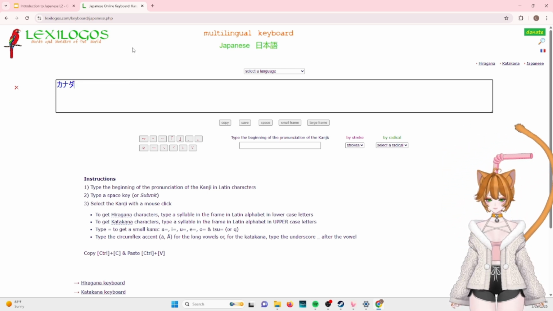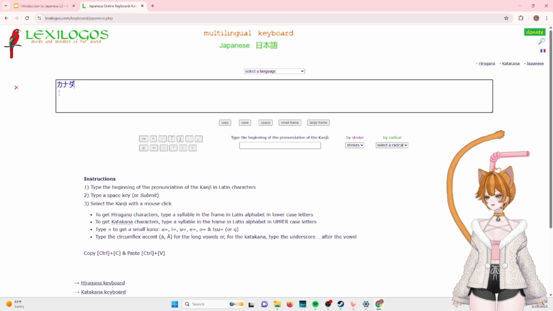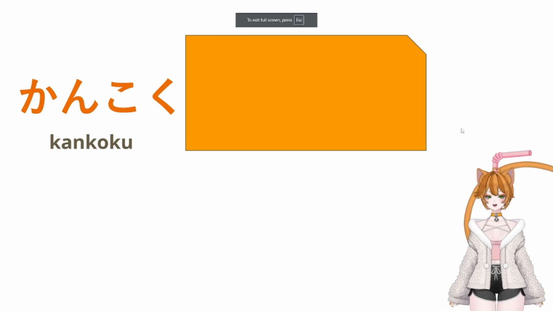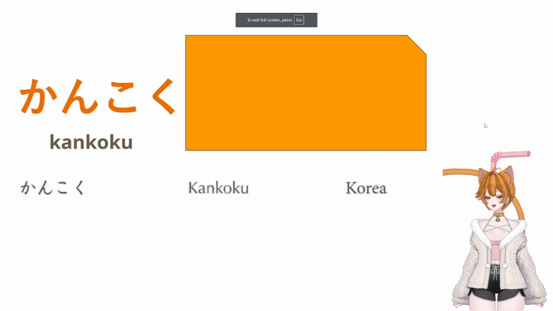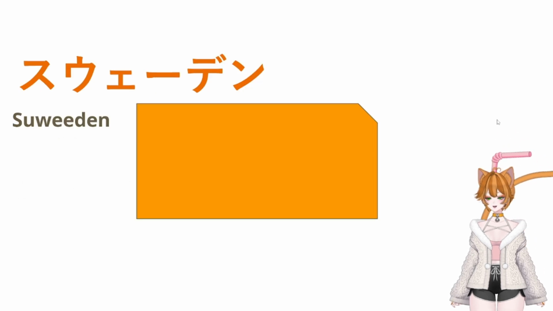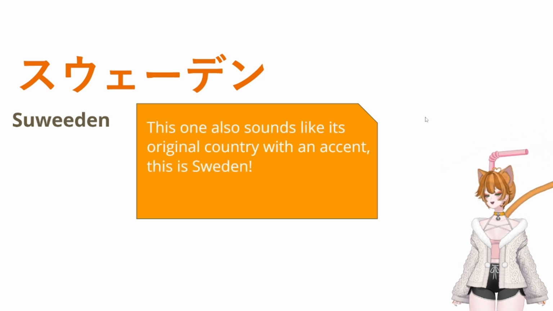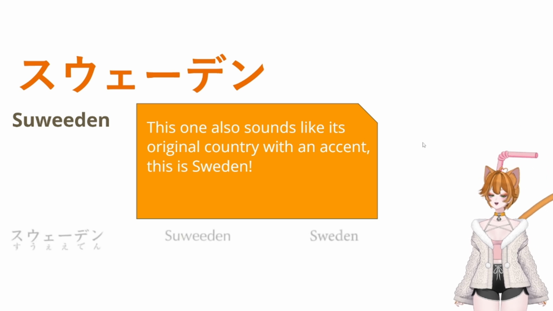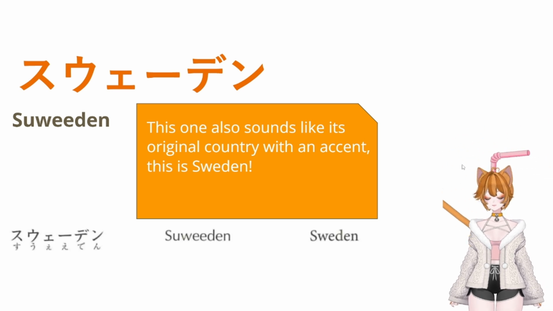Canada. Now let's move back to our slideshow and go on to our next one, which is in the textbook. Oh no, sorry, this one is not in the textbook, but it is a little bit of extra knowledge. This is Sweden. This one also sounds like you're saying the original country with an accent. Sweden.